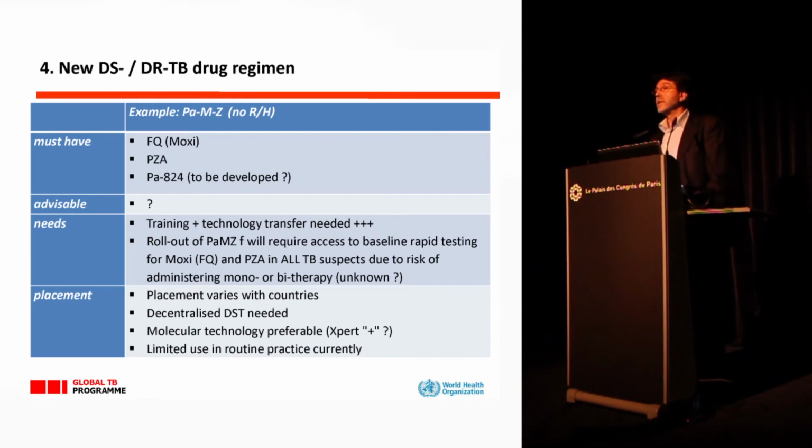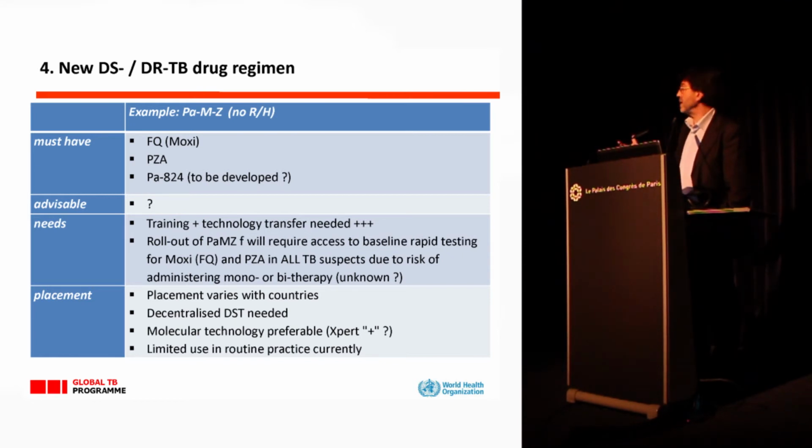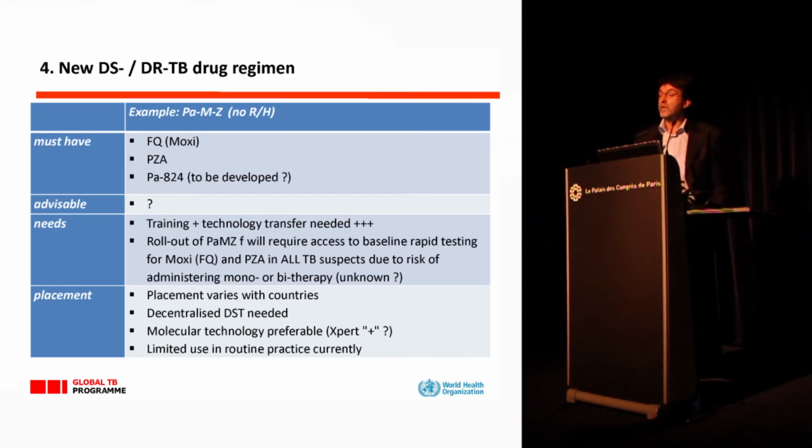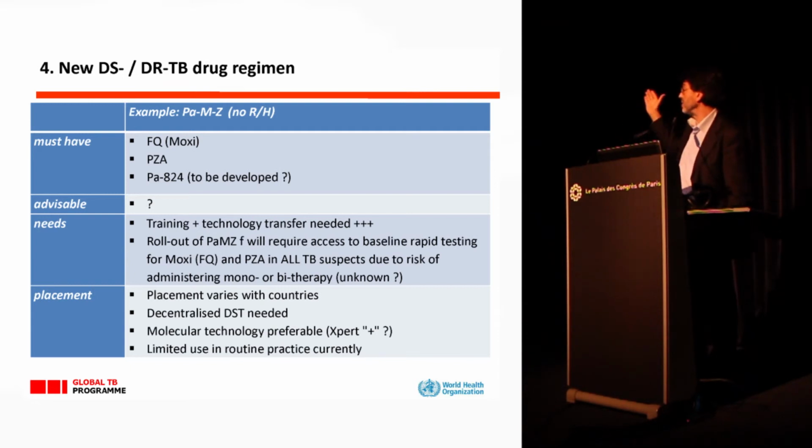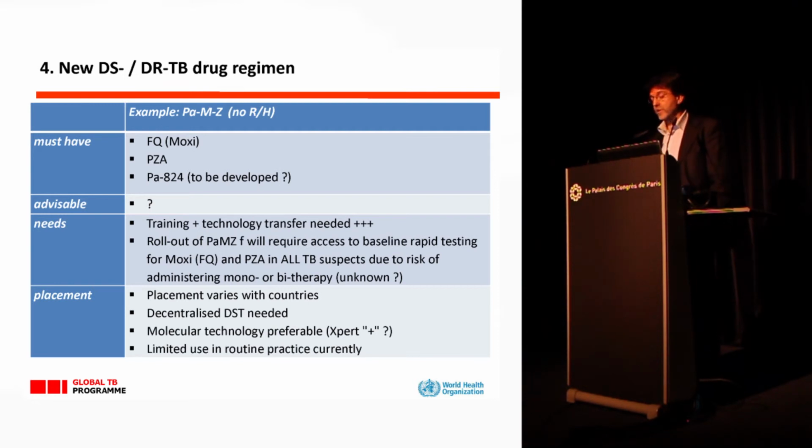Then the last scenario is the completely new drug regimen for drug-susceptible and drug-resistant TB. And the must-have here are really dictated by the composition of the regimen, and I give the example of PMZ, is that we need to have fluoroquinolone, PZA, and PA-824 to be developed. I don't know about the development so far, but it is a must-have because we are here in a situation where we don't want the patient to be treated in a mono or B therapy. So the sensitivity to the elements of this regimen have to be considered. In terms of needs, training and technology transfer, as I mentioned earlier.